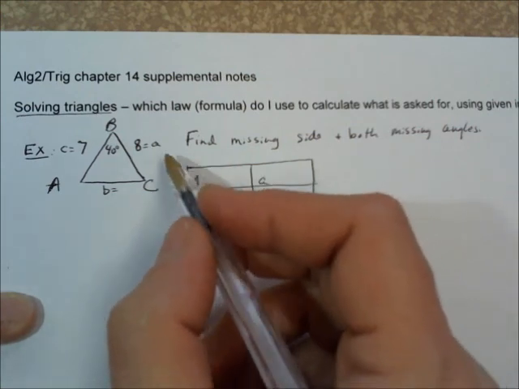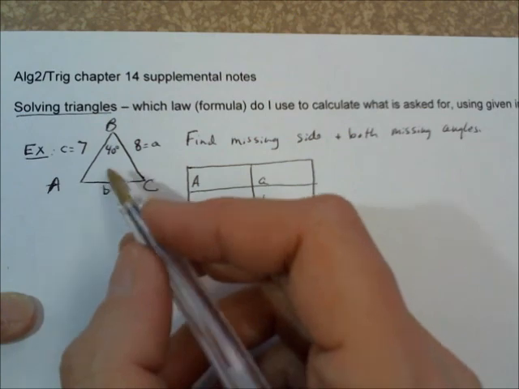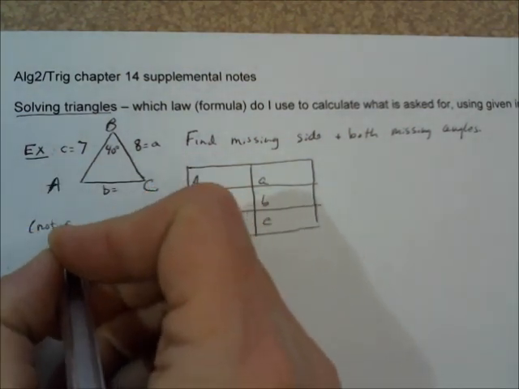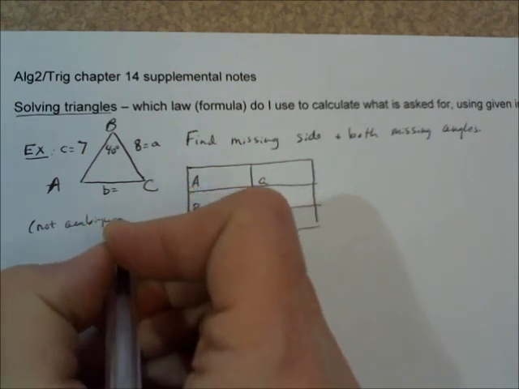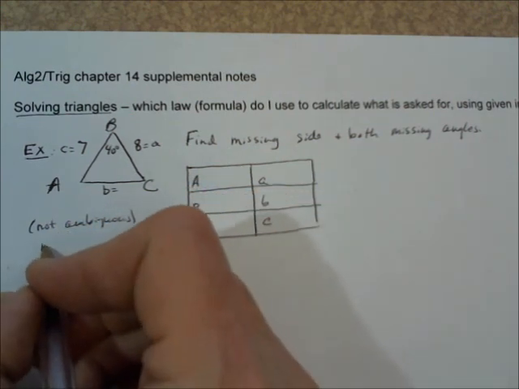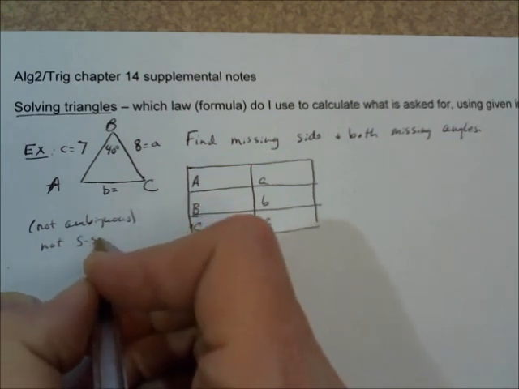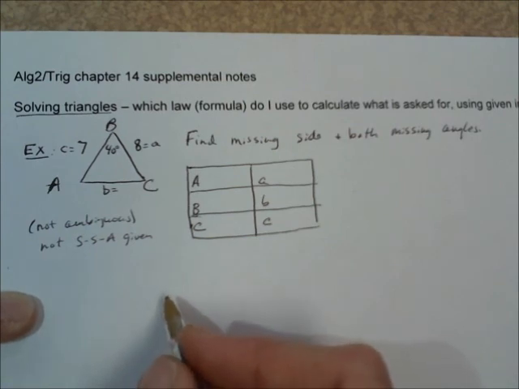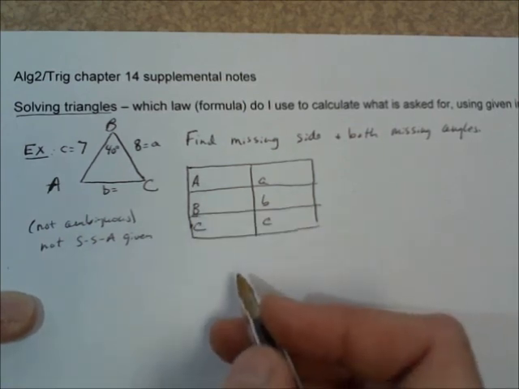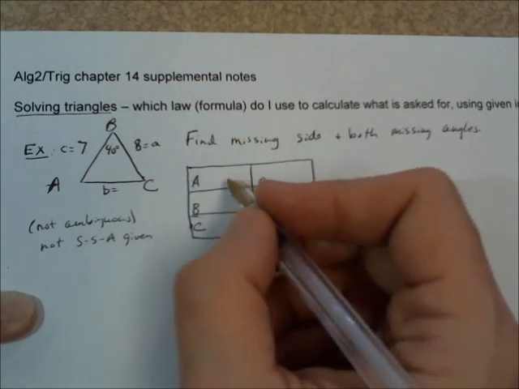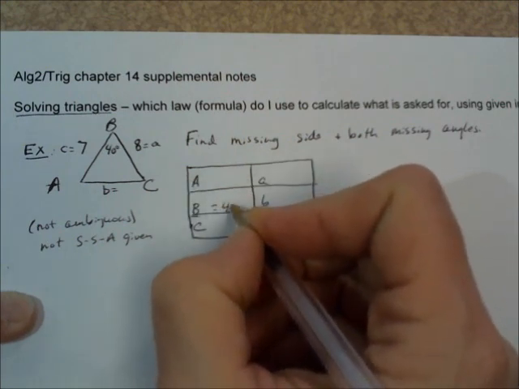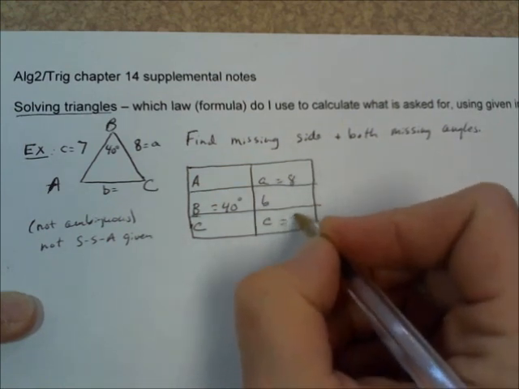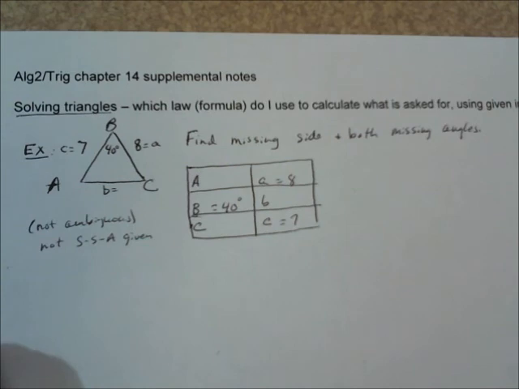And because this is not angle, angle, side, or side, side, angle, this is not an ambiguous case. Not ambiguous means it's not side, side, angle given, like it was in yesterday's video. So that means we're only going to complete one chart. So angle A we don't know, angle B is 40 degrees, little a we know is 8, and little c we know is 7. So what law do we use?